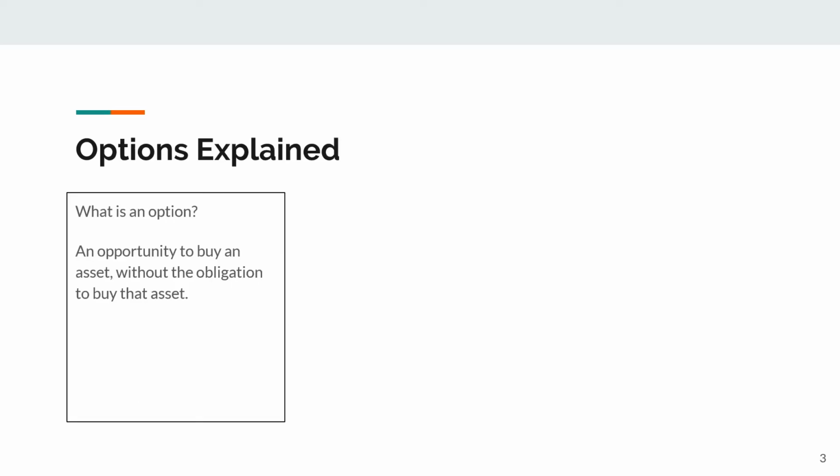All right, now first off, let's ensure that everyone has a basic understanding of what options are. So what is an option? An option is an opportunity to buy an asset without the obligation to buy that asset. In other words, you have the right of first refusal should an asset come up for sale.